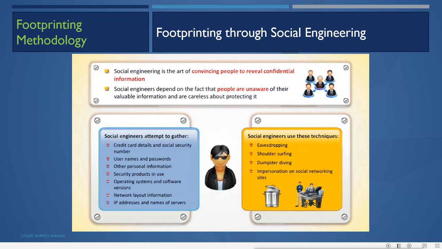So what does a social engineering attack attempt to gather? Credit card details and social security numbers. Usernames and passwords also. Other personal information. Security products in use, operating system and software versions, network layout information, IP addresses and names of servers. Now how can they do that? Which techniques can they use?